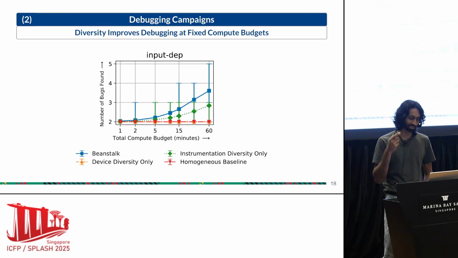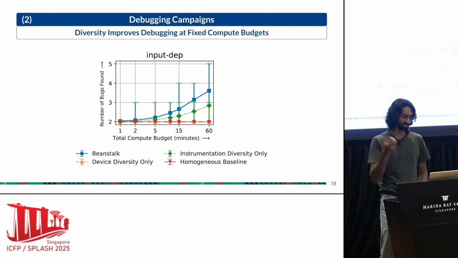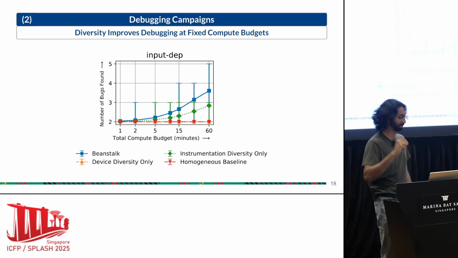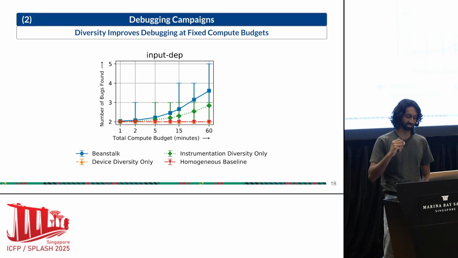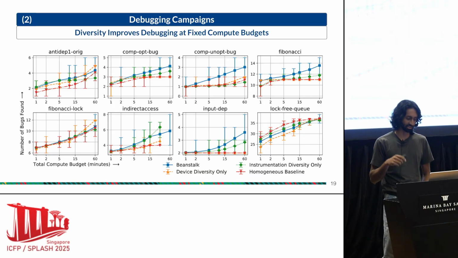And as a result, when we ran these, we also found that diversity improved debugging at these fixed compute budgets. Beanstalk is just able to outperform the homogeneous baseline that we considered, just because it's able to capture these rare Heisenbugs that the baseline couldn't. And we have extended results for these available in our paper.